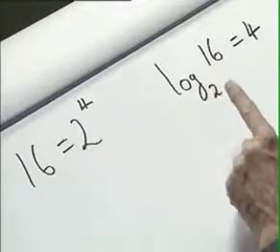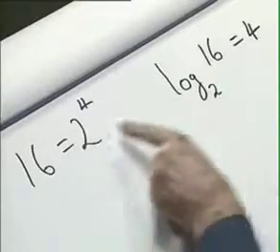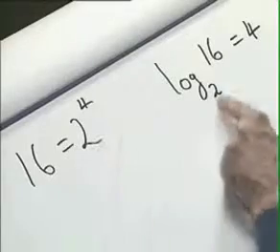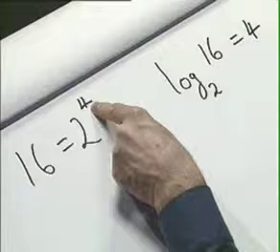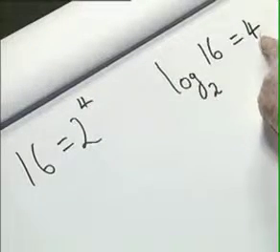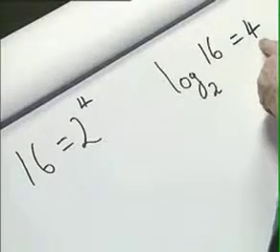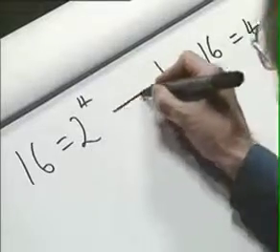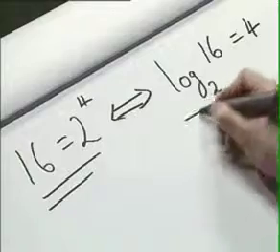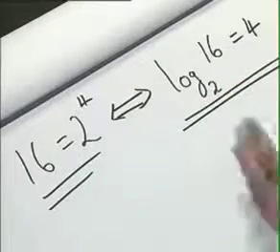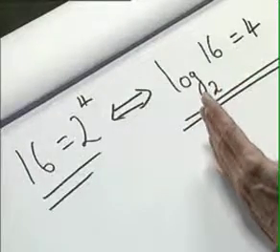So we take logs to a base. And it's the base that gets raised to a particular power in indices, and that power becomes the logarithm. So these two are equivalent statements. If we write one, we automatically imply the other.